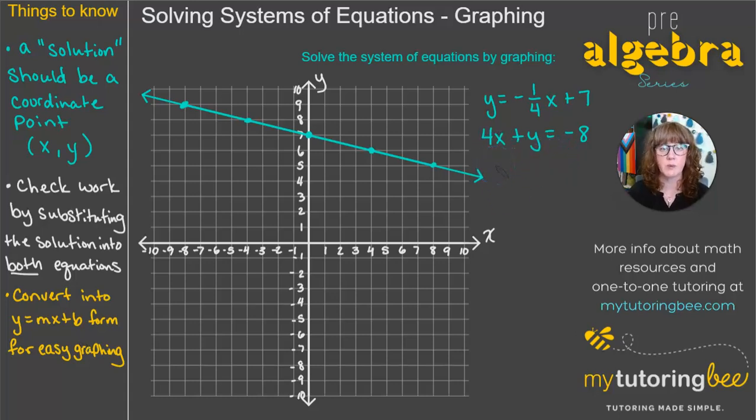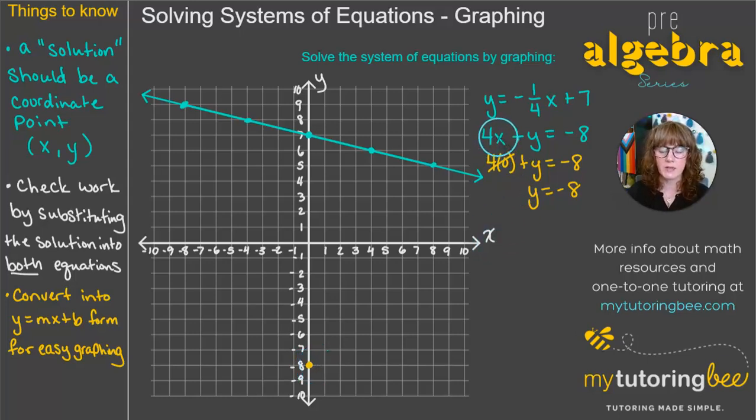The way that we do that is we want to find both the x and the y intercepts. So in order to find the y-intercept, I'm going to plug in 0 for x. So we're going to have 4 times 0 plus y equals -8. So that term cancels out, and so we're just left with y equals -8. So that is my y-intercept for this graph.